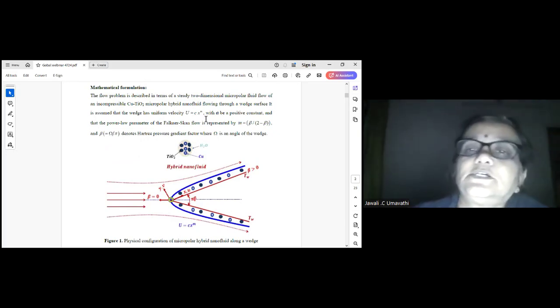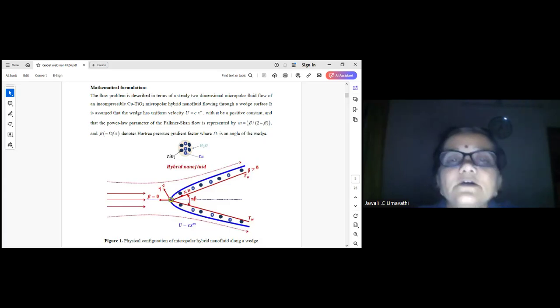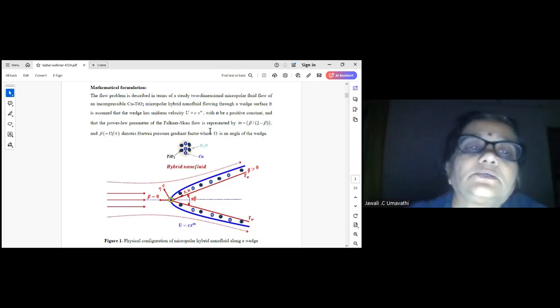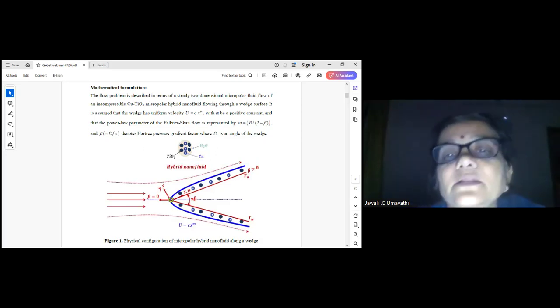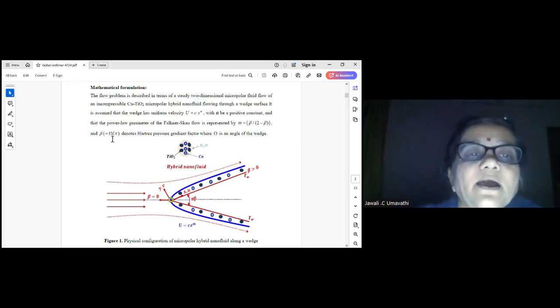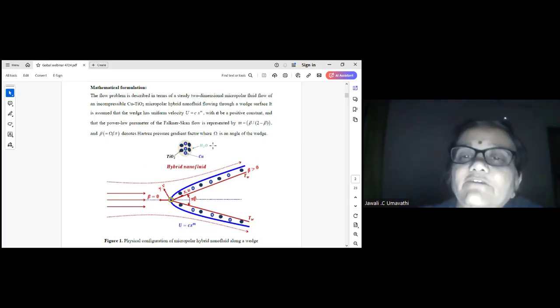What is m here? Here Cx to the power of m stands for your power law. It's Falkner-Skan flow. So those who are interested can read about this so that they will understand the power law parameter. We define that parameter as beta divided by 2 minus beta, where beta is nothing but omega by pi, which denotes the Hartree pressure gradient, and omega is the angle of the wedge.